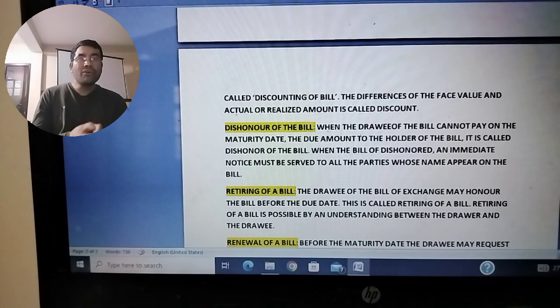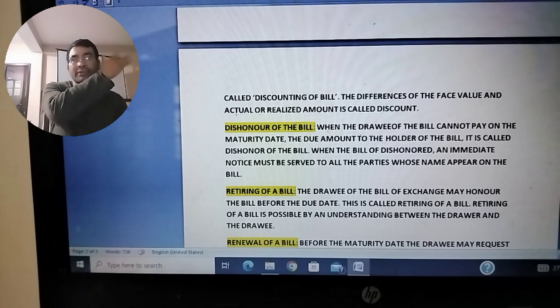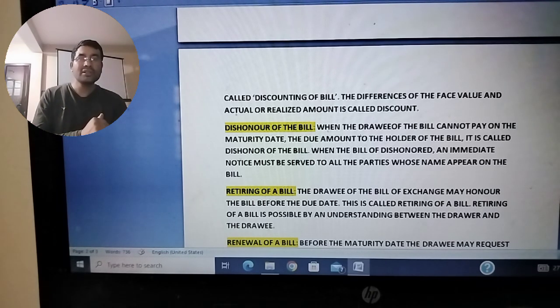it must be informed to all the parties who are involved in the bill. It should be informed to the endorsee or the endorsee of the endorsee. So whoever is involved in the bill of exchange, they all must be informed through a notice. So bill dishonored simply means the drawee is unable to pay the bill on the due date. So this is very important.